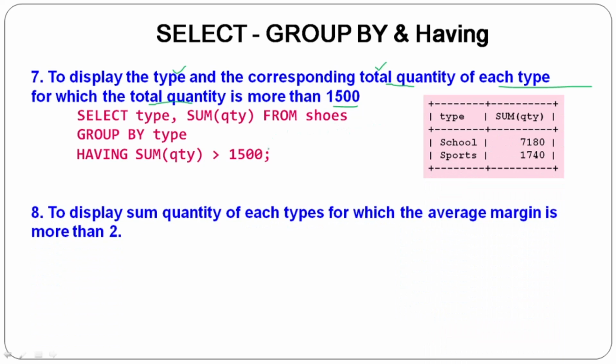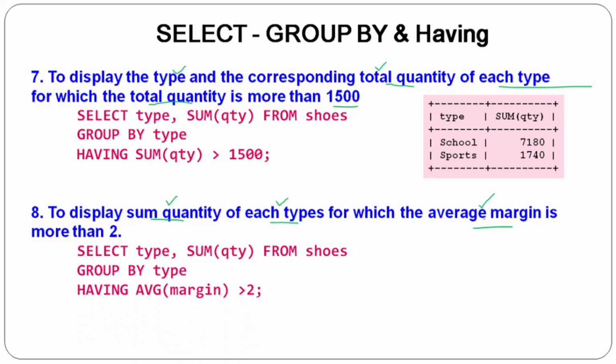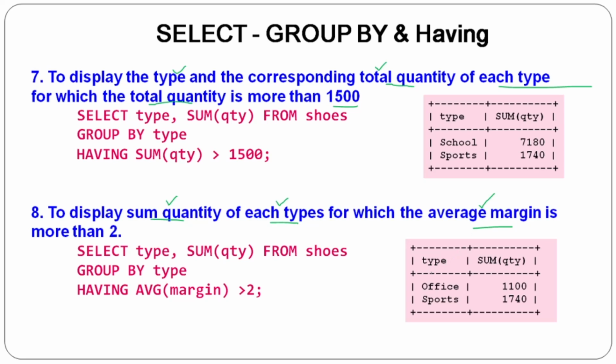Next question is to display the sum quantity of each type for which average margin is more than 2. Here we have to use the sum function and group by type, and we have to apply a condition which is on an aggregate function. So we have to use the having clause. The query is select type comma sum quantity from shoes, group by type, having avg margin greater than 2. The output will be the type and their sum quantity whose average margin is greater than 2 displayed.